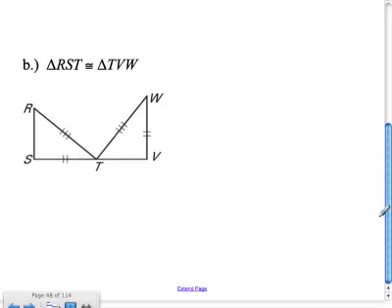Okay, RST congruent to TVW. I know this side is congruent to this side is congruent to this side. Not sure about these two. So then I ask myself, is there any way to determine whether or not those two are definitely congruent? And the answer is no. Just because two sides of a triangle are congruent to two sides of another does not mean the third one has to be congruent. So you would just say not enough info.